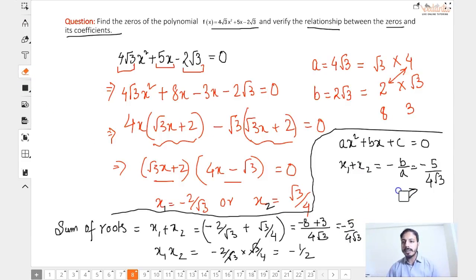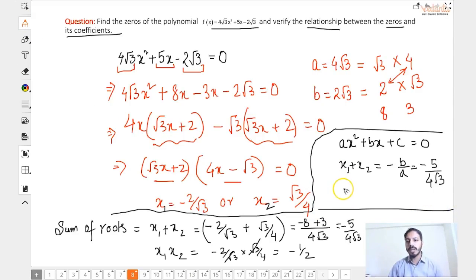Similarly, let me see the formula for the product of the roots. The product of the roots, x1 into x2, is c by a. So what is c here? c is minus 2 root 3, and a is 4 root 3. Now this cancels and we have minus half. And guys, we have minus half here also. That means we have verified the relationship of the coefficients with the zeros. So these are the types of problems that you might get.